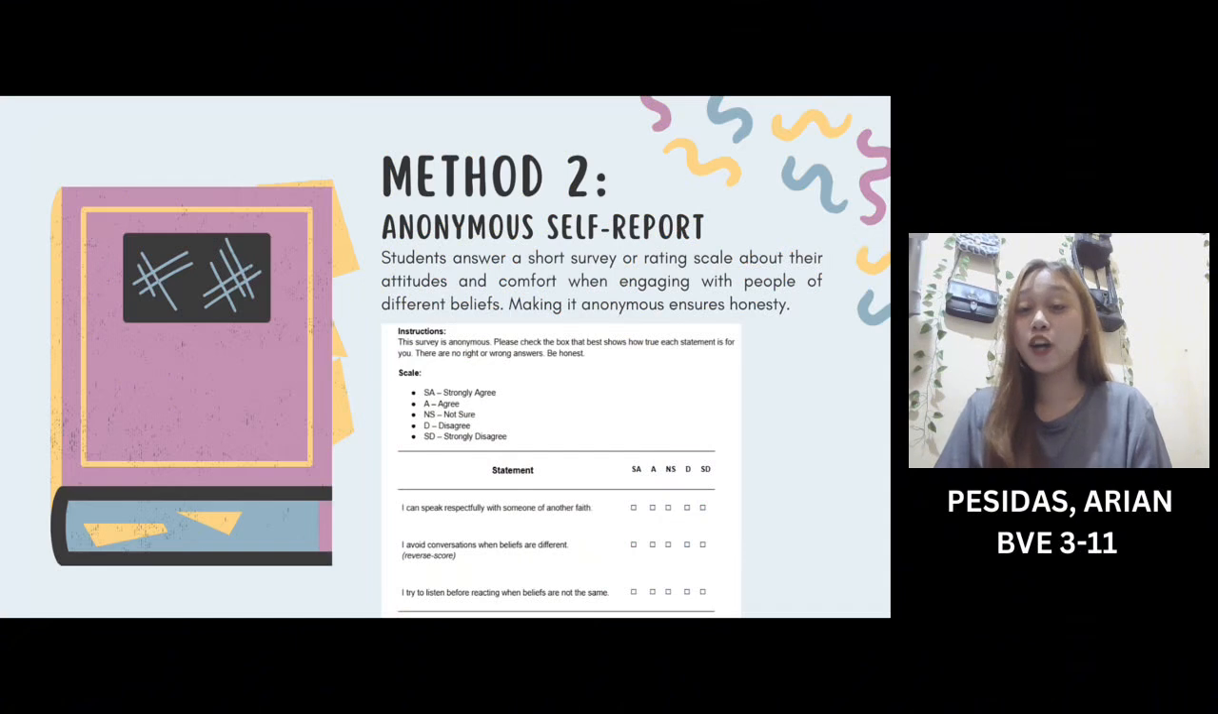The second method is anonymous self-report. So after the activity, students will answer a short survey or rating scale about how comfortable they are in engaging with classmates who have different beliefs. Making it anonymous is important so that students can be honest without worrying about being judged. For example, one item can say, I can speak respectfully with someone of another faith, and another can be, I avoid conversations when beliefs are different, which will be reverse scored. This way, I can capture how students see themselves when it comes to respect and openness.